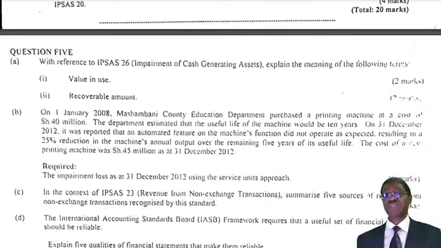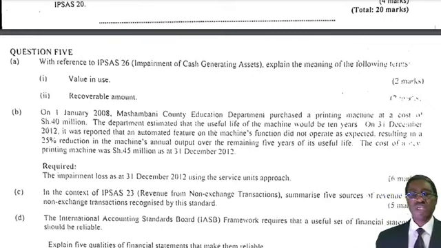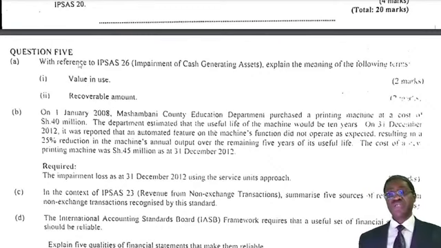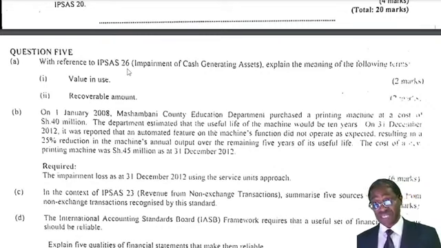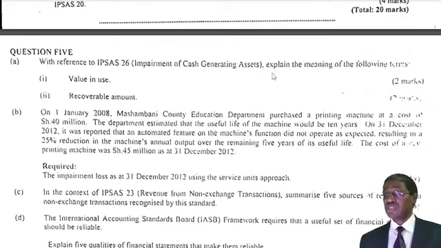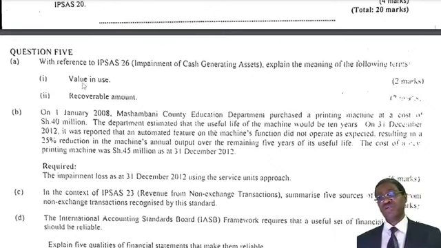So let me read it. It was question 5B again. Question 5 says, with reference to IPSAS number 26, impairment of cash generating assets. Mark you, impairment of cash generating assets. Explain the following terms: 1. Value in use. 2. Recoverable amount.